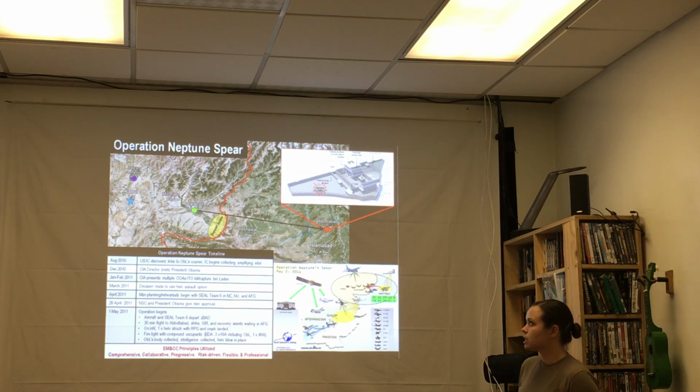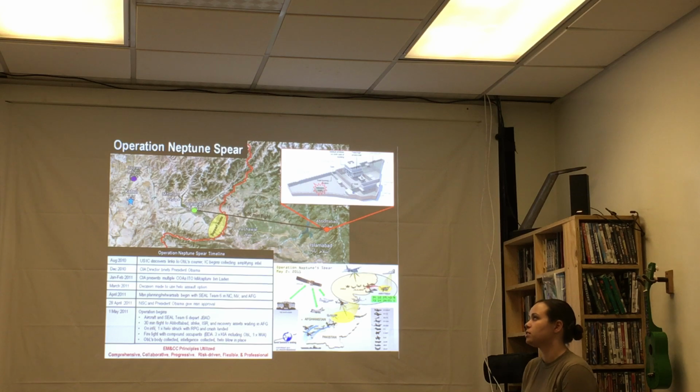Going over the timeline for this, starting in August of 2010, the U.S. intelligence community were able to find a link between Osama bin Laden and his courier, and they collected all sorts of pertinent intel to take to the CIA director and eventually to President Obama. And that meeting happened between Director Panetta and President Obama in December of 2010.